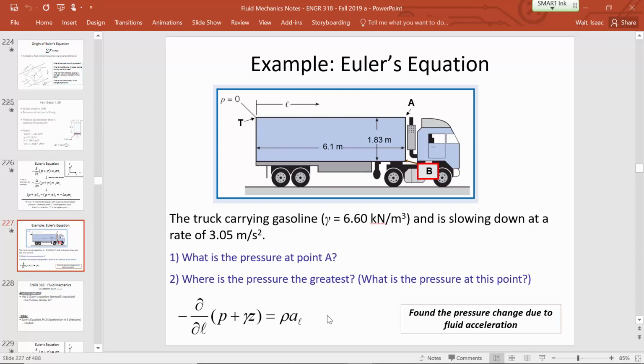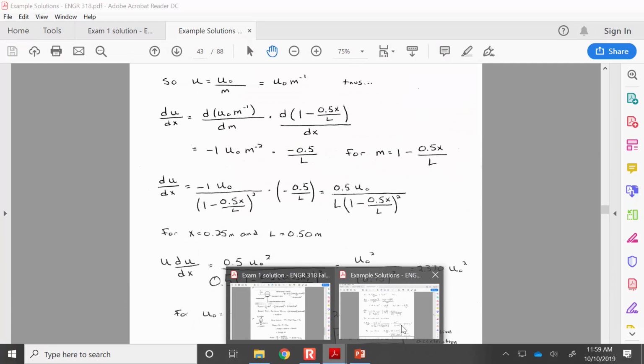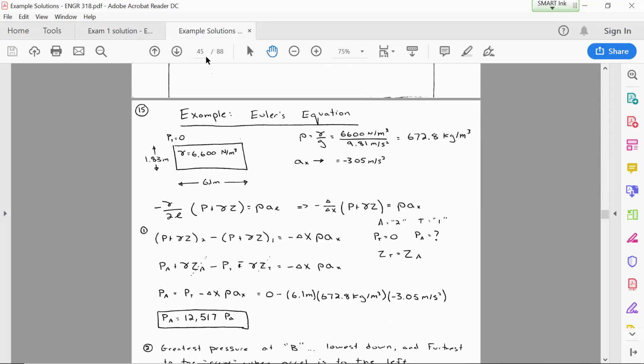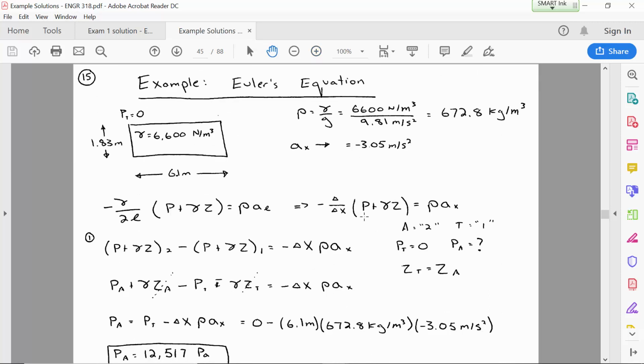What kind of acceleration is this truck experiencing? Local acceleration. So it's unsteady conditions. Okay, so 12,517 pascals will be the pressure at that top right edge.